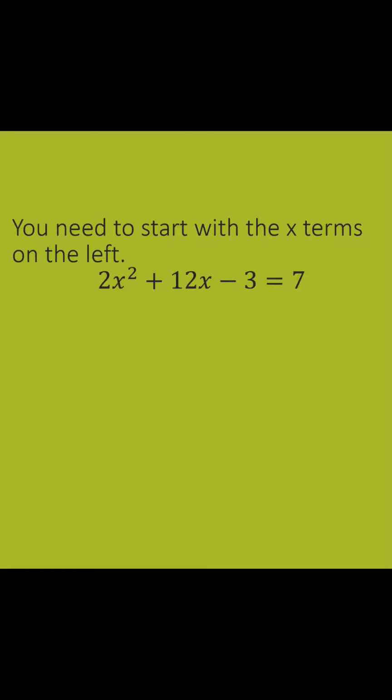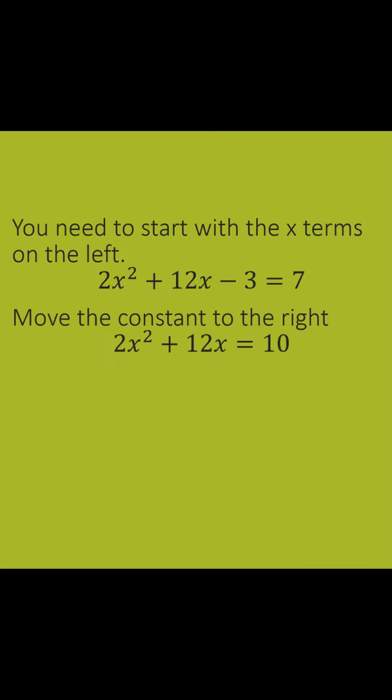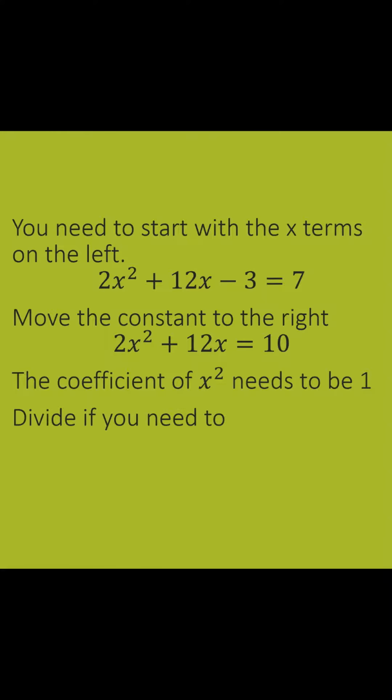So if I had 2x squared plus 12x minus 3 equals 7, we'd want to start by moving the constant to the right. Now we'll have 2x squared plus 12x is 10. The coefficient of x squared has to be 1 for the trick to work, so divide if you need to. In this case, I divided everything by 2. Now I have x squared plus 6x equals 5.